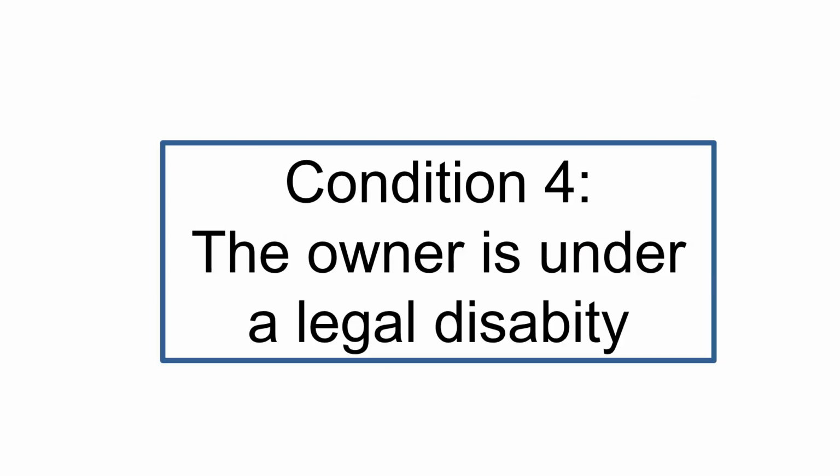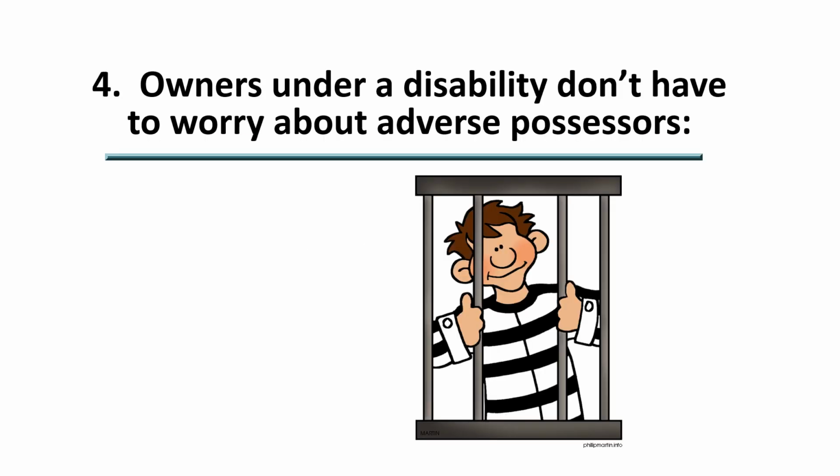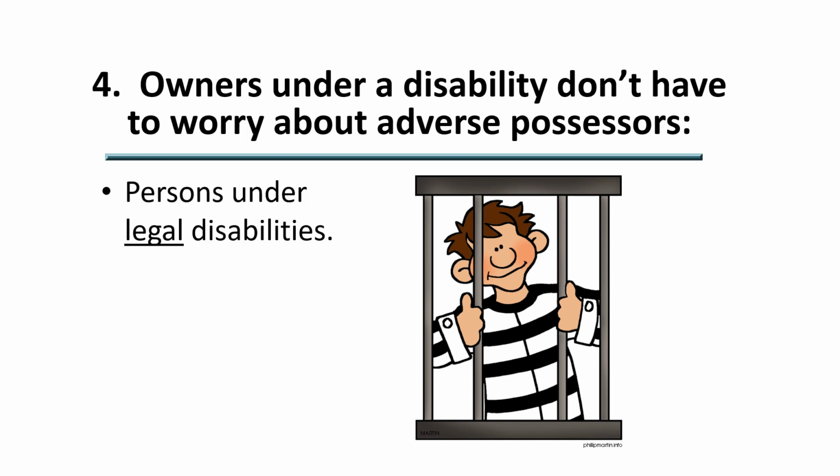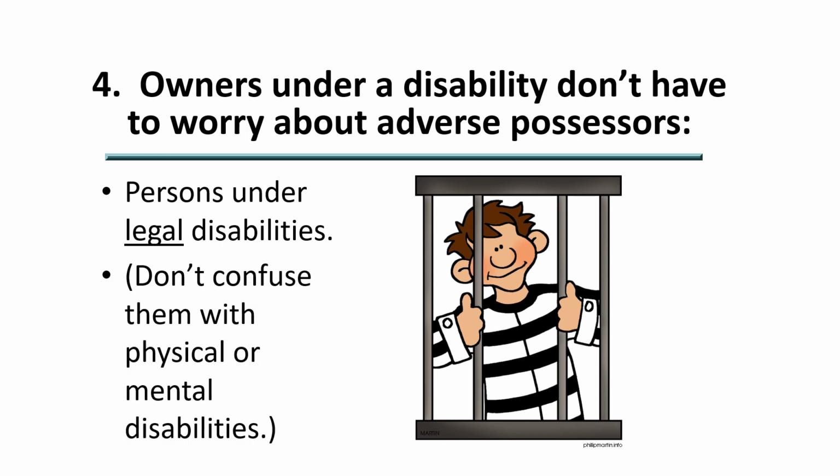The fourth condition we want to talk about is one in which the owner is under a legal disability. Now, this is a rather astounding fact, but an owner who's under a disability doesn't have to worry about adverse possessors on the land. They simply can't get title. When we talk about disabilities here, we're talking of legal disabilities. Don't confuse them with physical or mental disabilities. There's no connection between the two necessarily.